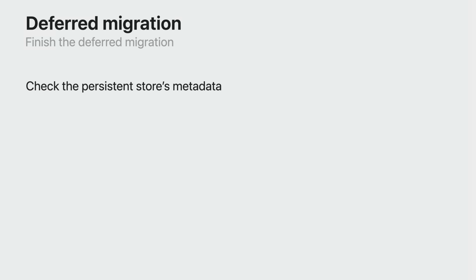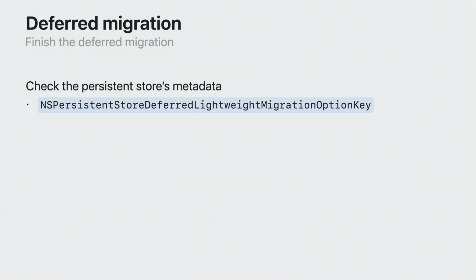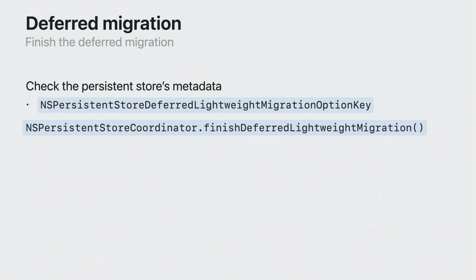To finish deferred migration tasks, check the persistent store metadata. If it contains the key NSPersistentStoreDeferredLightweightMigrationOptionKey, that is a signal to you that there is deferred migration work that needs to be finished. The delayed migrations can be processed by invoking NSPersistentStoreCoordinator finishDeferredLightweightMigration.